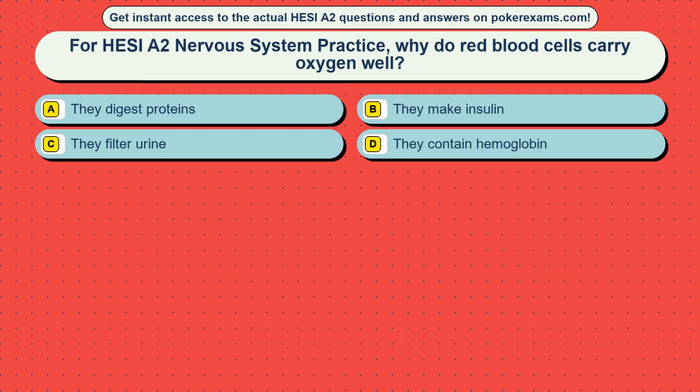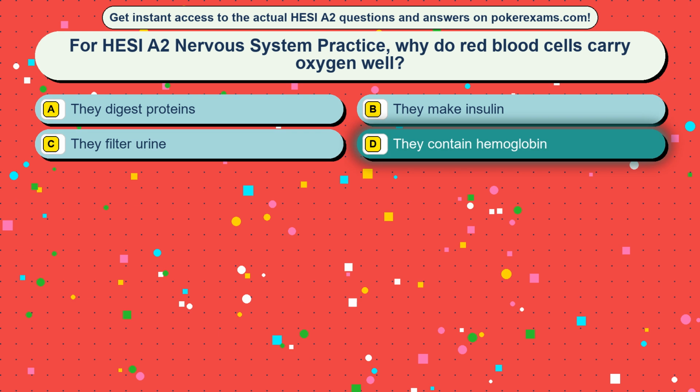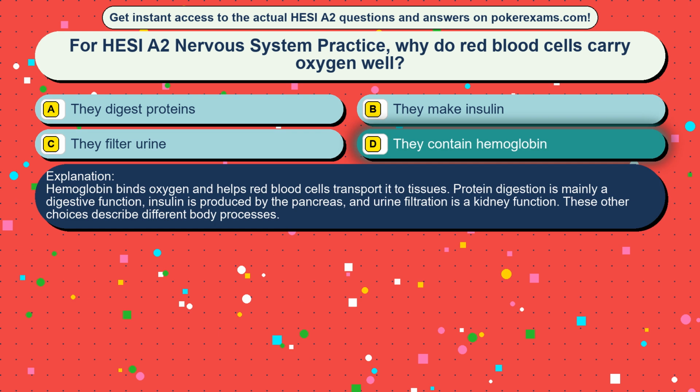Question 22. For HESI A2 nervous system practice, why do red blood cells carry oxygen well? Option A, they digest proteins. Option B, they make insulin. Option C, they filter urine. Option D, they contain hemoglobin. The correct answer is option D, they contain hemoglobin. Hemoglobin binds oxygen and helps red blood cells transport it to tissues. Protein digestion is mainly a digestive function, insulin is produced by the pancreas, and urine filtration is a kidney function. These other choices describe different body processes.